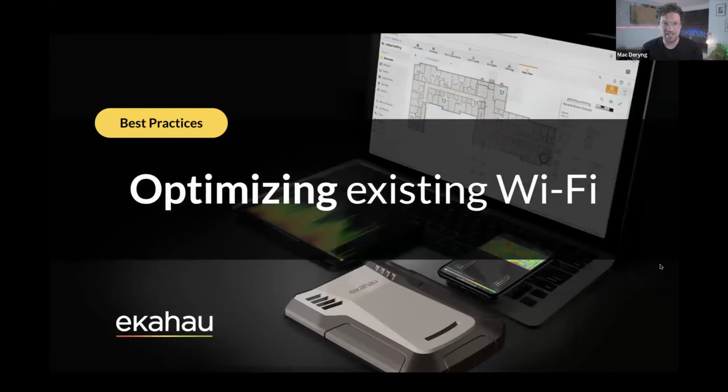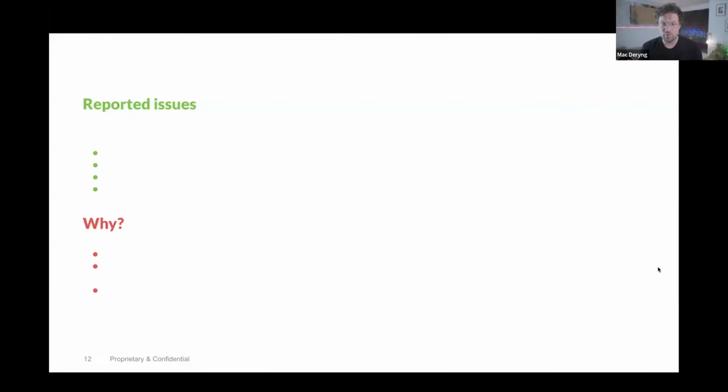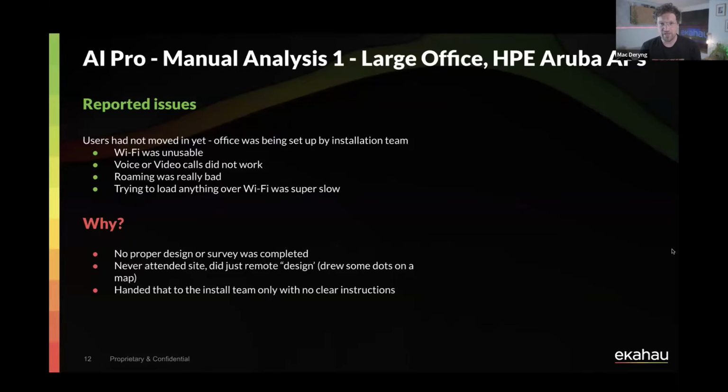Okay, so let's start with optimizing existing Wi-Fi networks. What we are about to do is to show you Ekahau AI Pro and discuss the project. This is a real project, a real survey that Matt and I have completed together. We would like you to find out together with us what's wrong with that particular network and how to fix it. So Matt, tell us more about it.